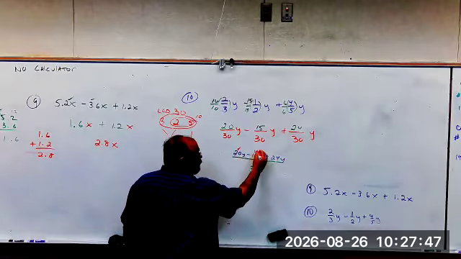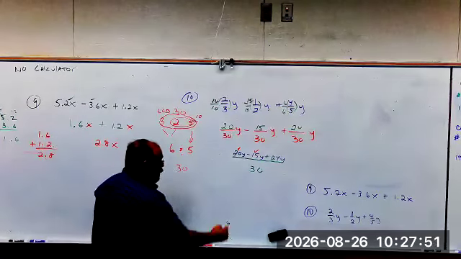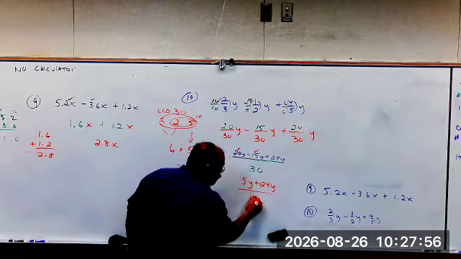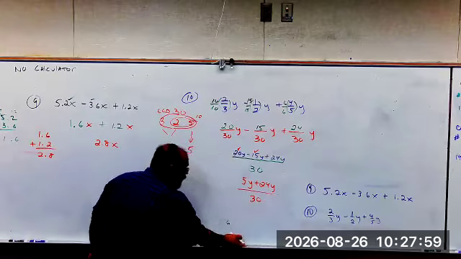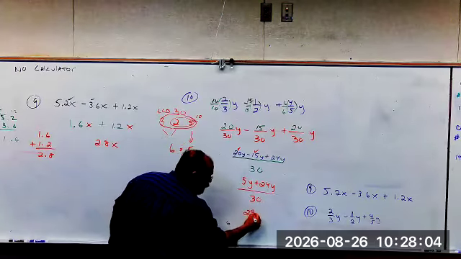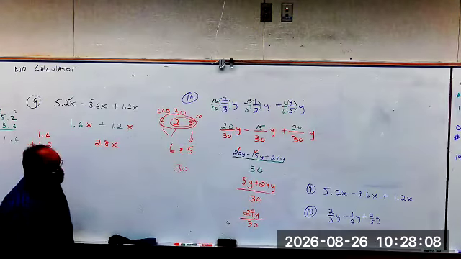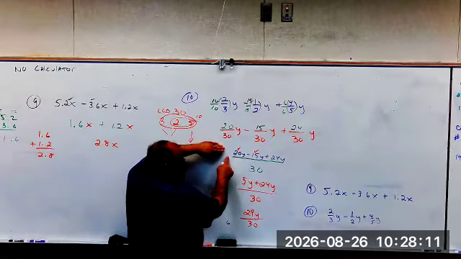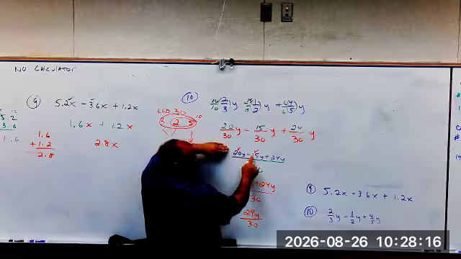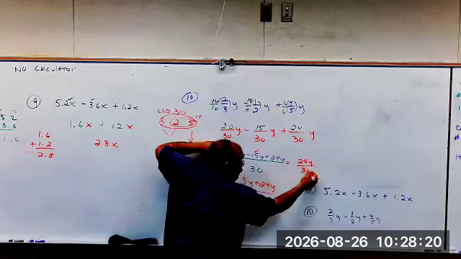20y take away 15y. So 20 of them take away 15, we got 5. So we have 5y, and then plus 24y all over 30. So 5y plus 24 more y, we do 29y all over 30. Now you could just keep on doing it here: 20y minus 15y is 5y, 5 of them plus 24y is equal to 29y all over 30.